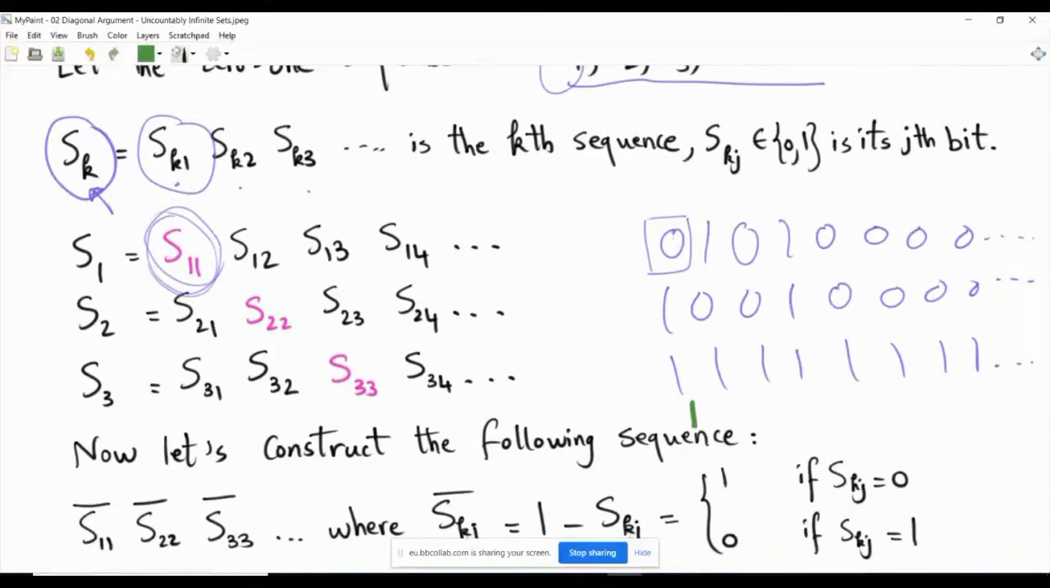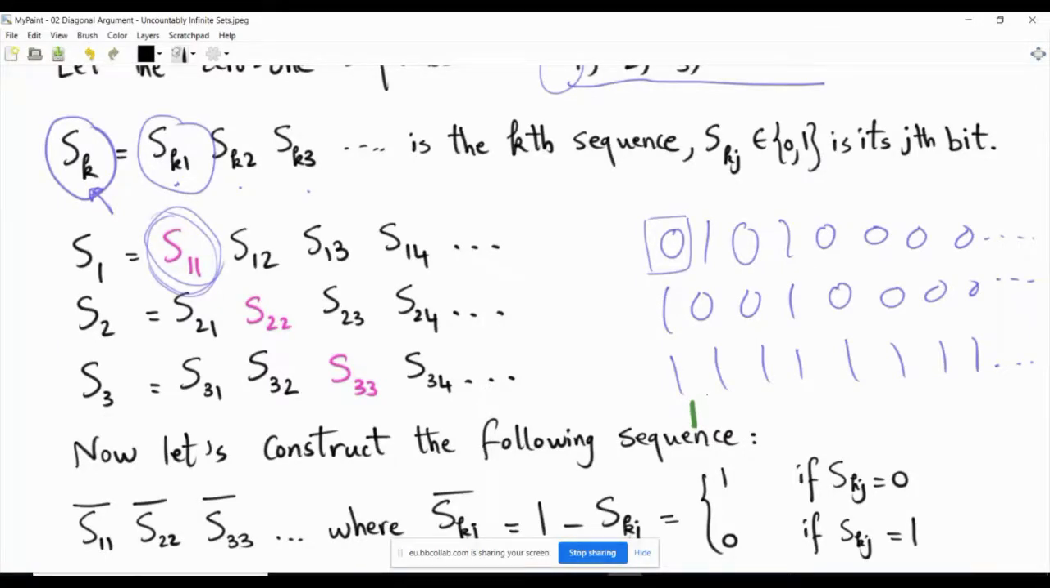If here were 1, I would put here basically 0. So basically, the general idea is that if you have here S11, the first bit in your new sequence will be S11 bar, which is 1 minus S11. So if S11 is 0, you put a 1. If it's 1, you put a 0. And so this will be the first bit in your new sequence.